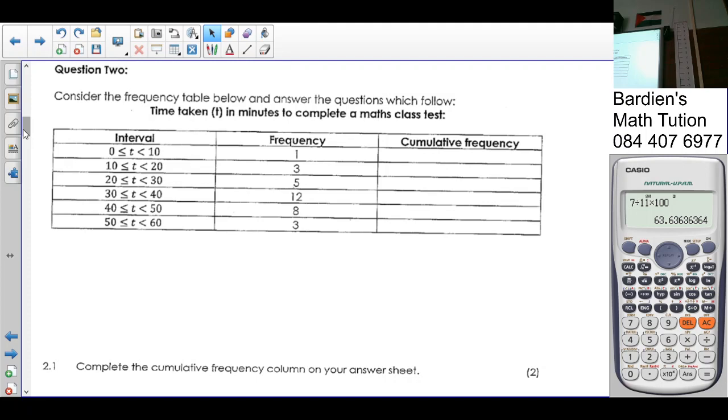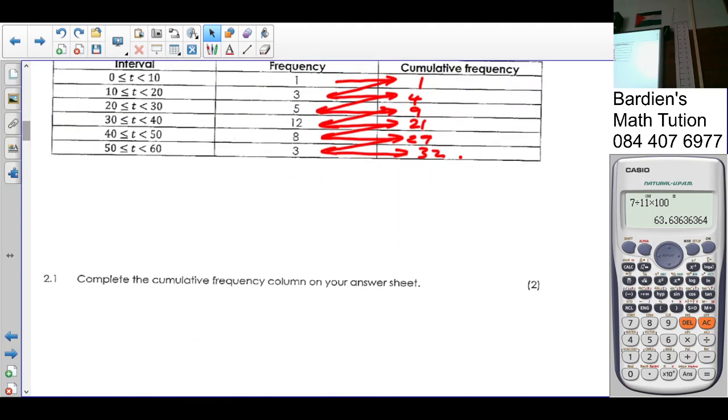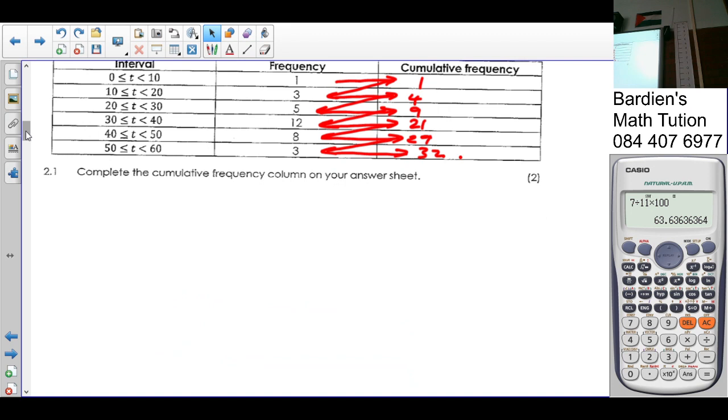To complete your cumulative frequency column, we transfer 1 over. 1 plus 3 is 4. 4 plus 5 is 9. 9 plus 12 is 21. 21 plus 8 is 29. 29 plus 3 is 32. You all okay with that? You can also add the frequencies to check if it's correct. That gives you 32. That's correct. Okay, that is the first question, complete the cumulative frequency.